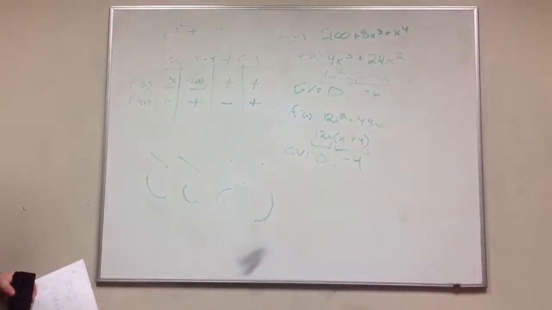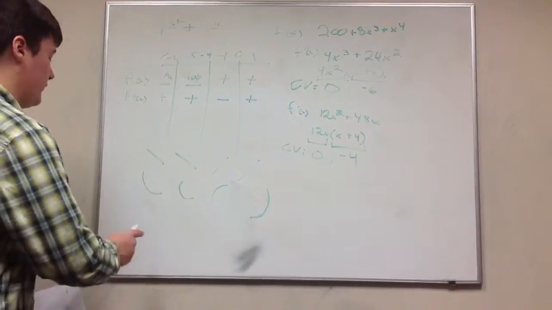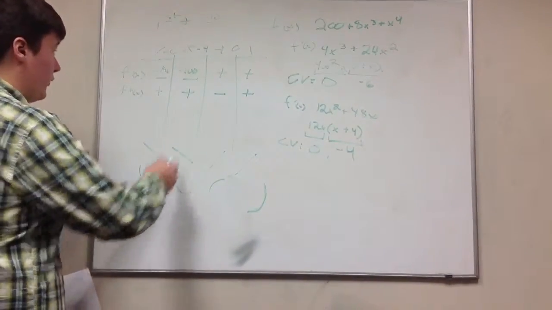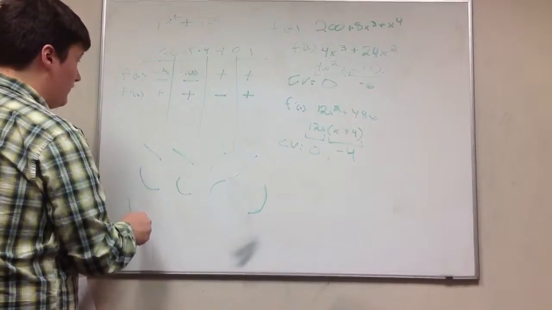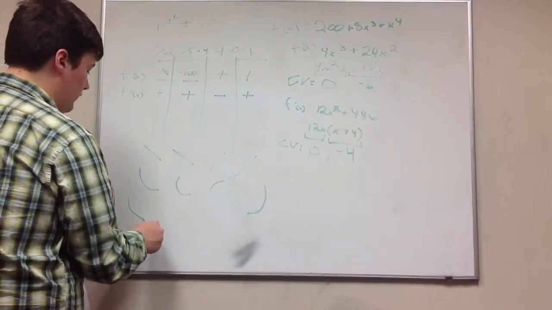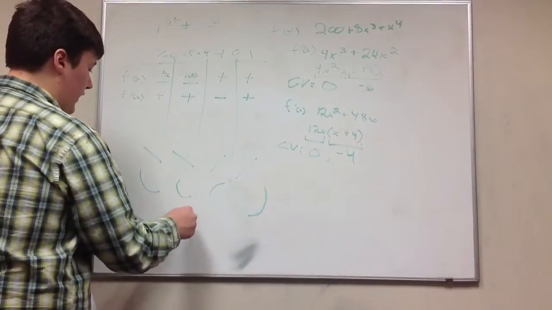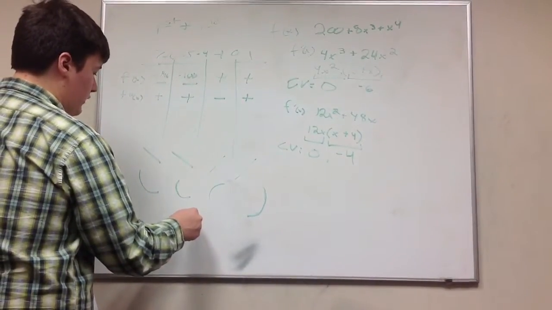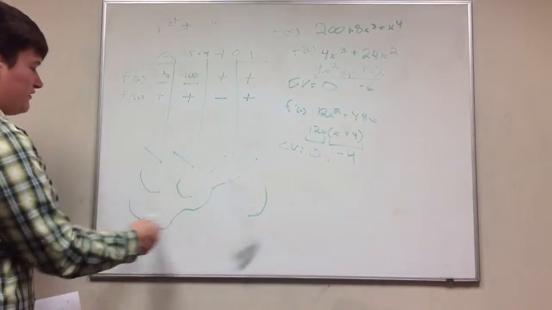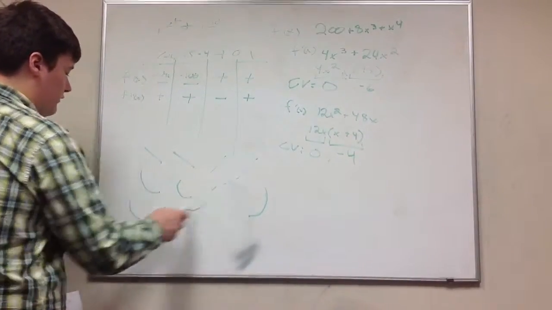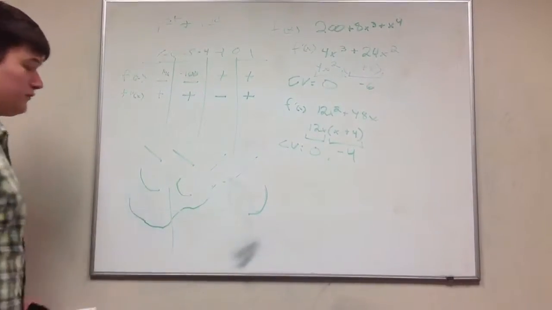Now, if we were to sketch this graph out, we could use these to show us, before this point it's doing that, and after this point it's doing that, and then it's doing something like that, and then it's doing that. That's a rough guesstimate of what the function would end up looking like.